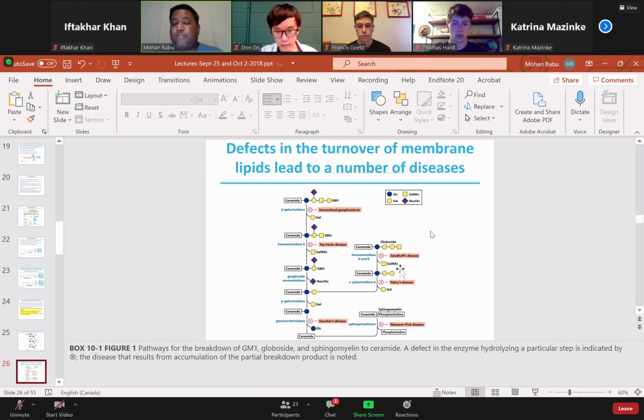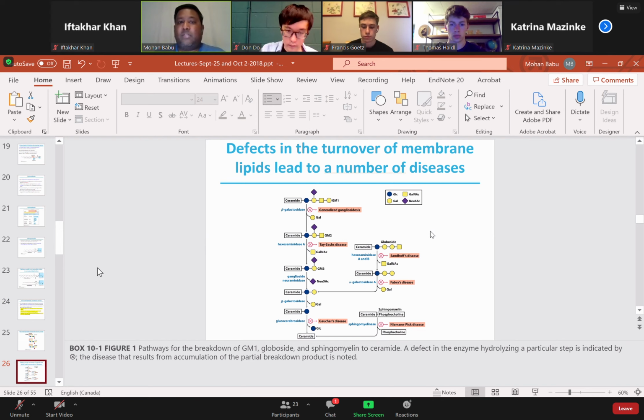So basically the point here is that a defect in some of these enzymes in the lipid pathway can lead to some of these diseases. Okay, and now sterols and cholesterol.